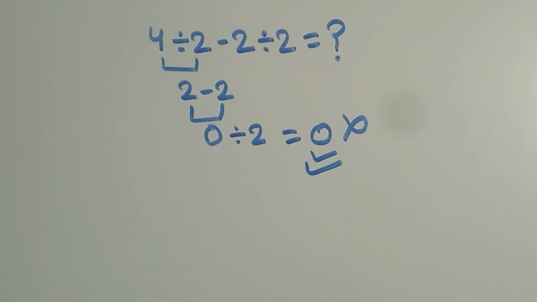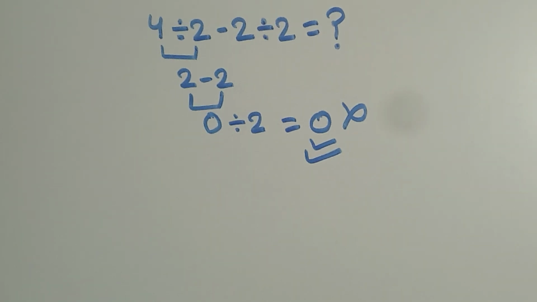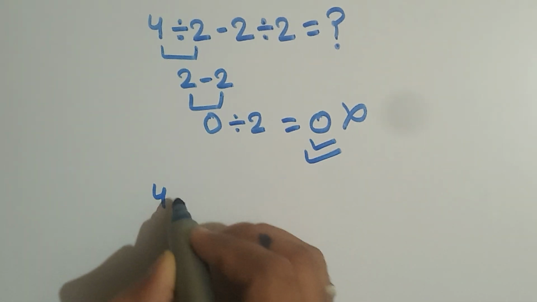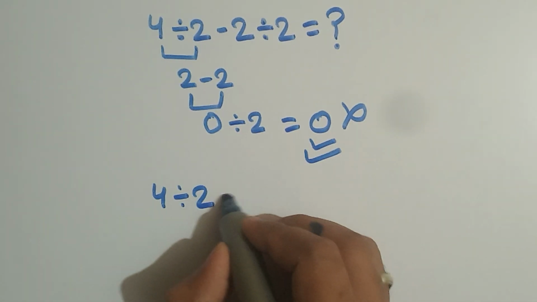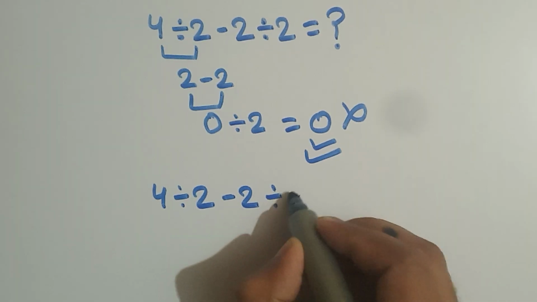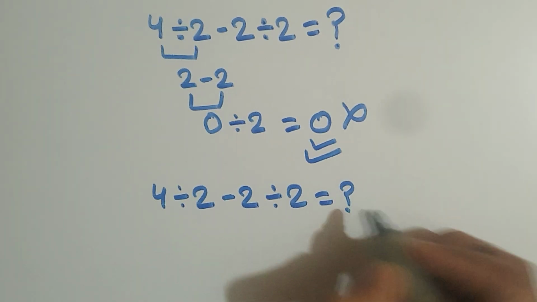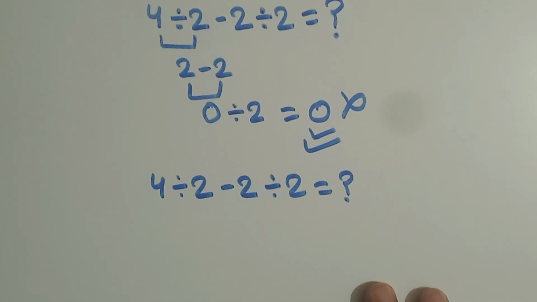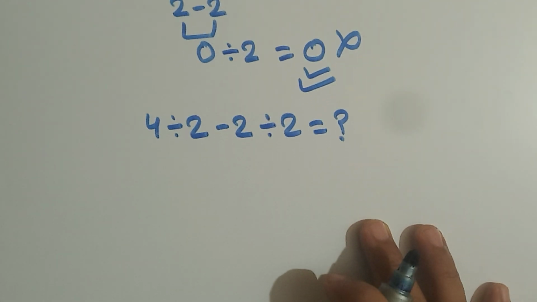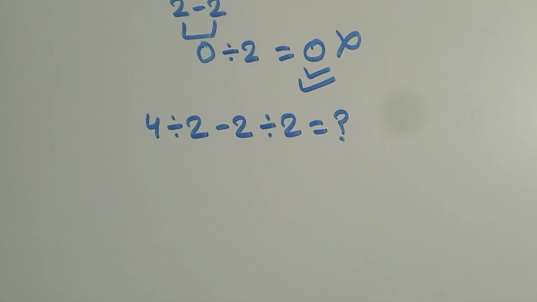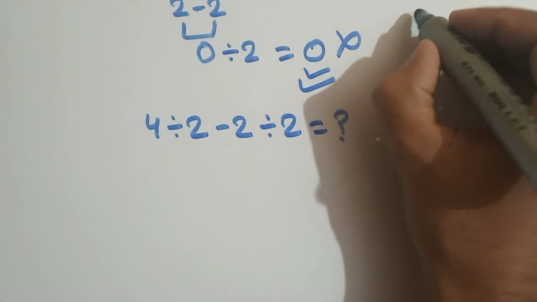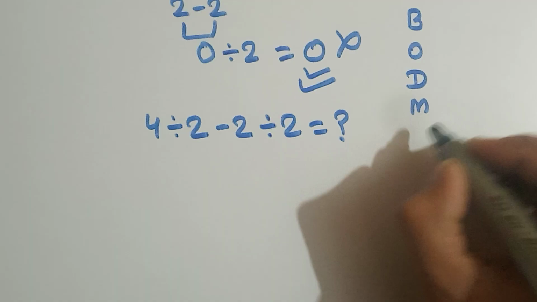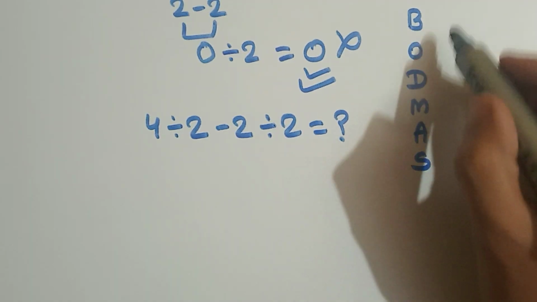So what will be the actual answer for this question? I just write the same question, which is 4 divided by 2 negative 2, and then divided by 2 is equal to what? Okay, so what is the actual answer for this question? For this type of question, a rule is followed, and what is the rule? The rule is BODMAS. Okay, this is the rule.